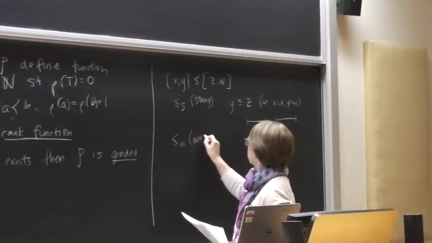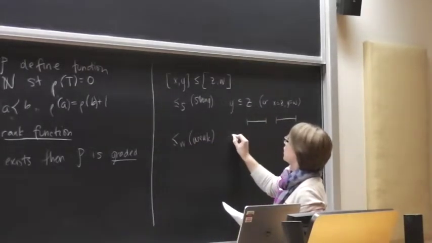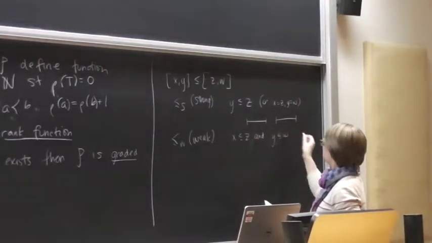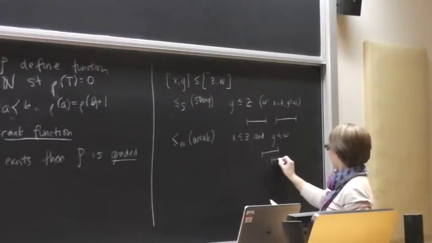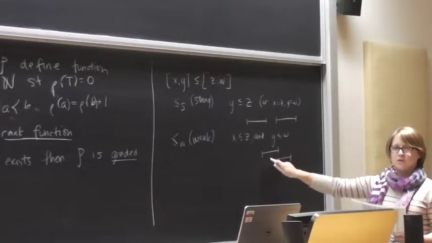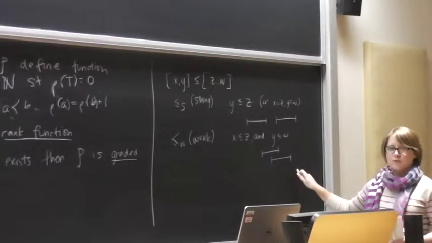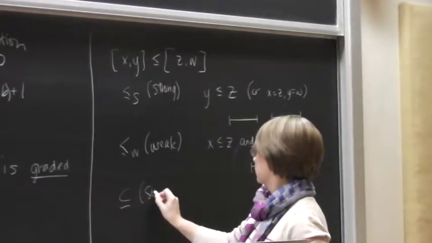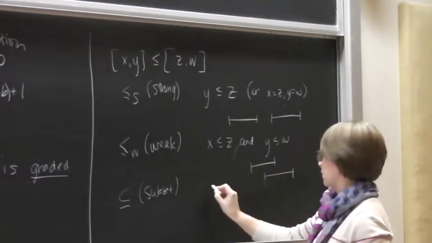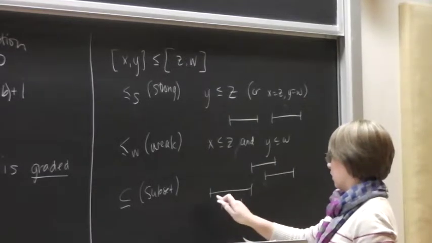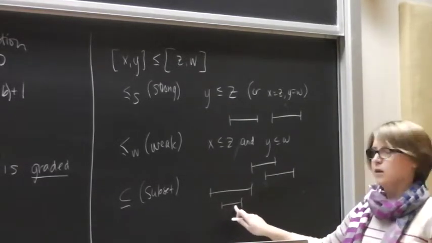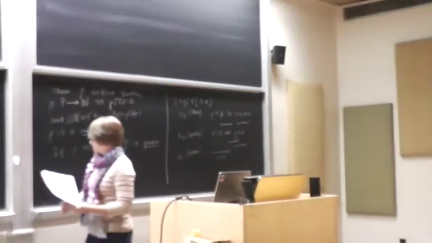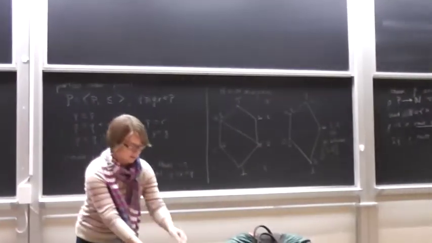There's the weak order, and this is when x is less than or equal to z, and y is less than or equal to w. So this looks something like that. So the first one starts before the second one, and it finishes before the second one. And then we have the subset. And of course this one is exactly what it sounds like. The first one is contained within the second one, the bigger one, and so we have a subset relationship. Guess I can move this thing down.